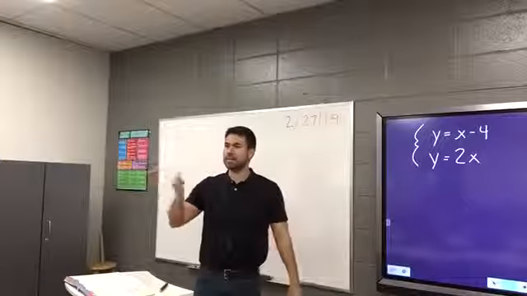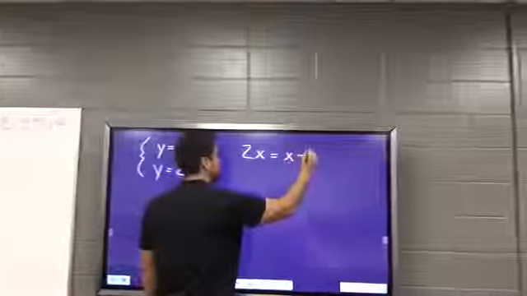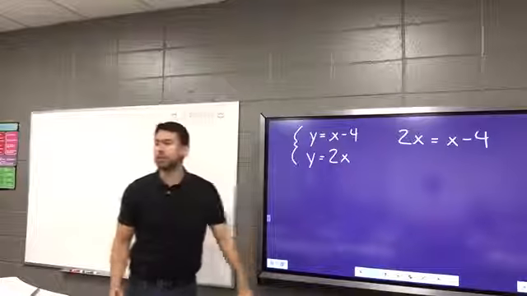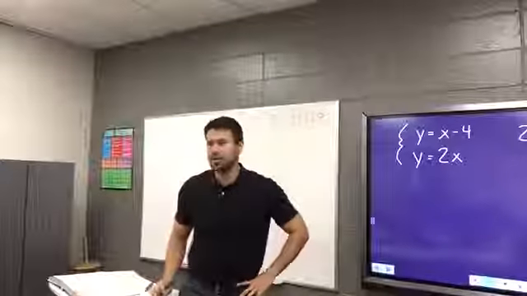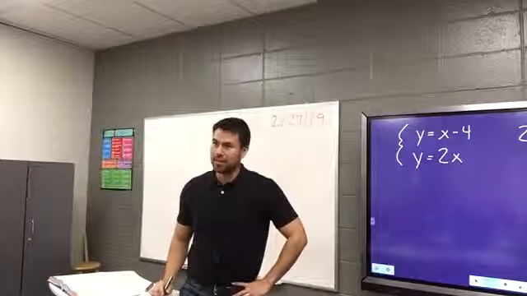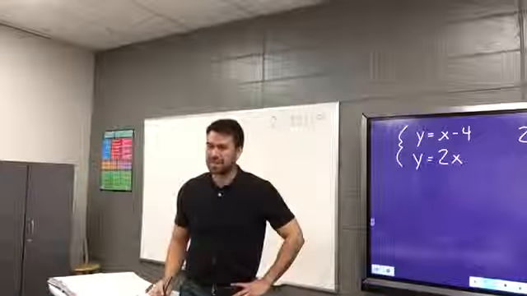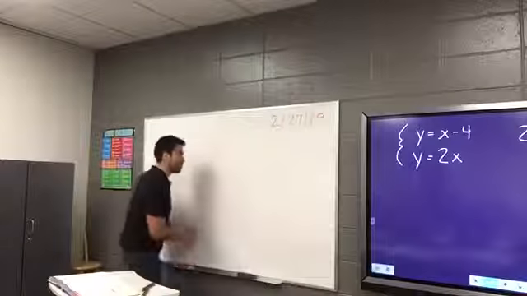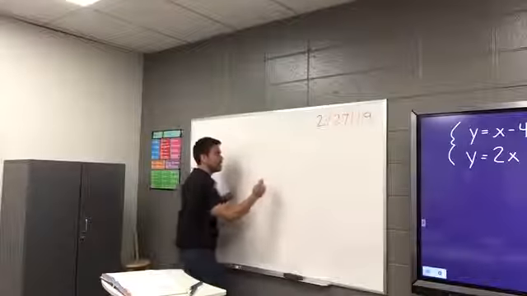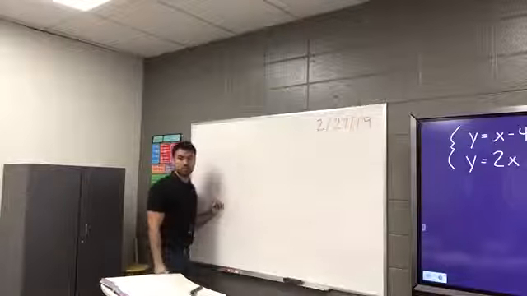Y is this, y is that. Philip? 2x equals x minus 4 is correct. Yep. These two have to equal one another because they both equal y. The transitive property is this, officially: if A equals B and C equals B, then A equals C. Does that make sense? I'll put it up here. If A equals B and C equals B, what do you know about A and C? They equal each other. That's the transitive property.